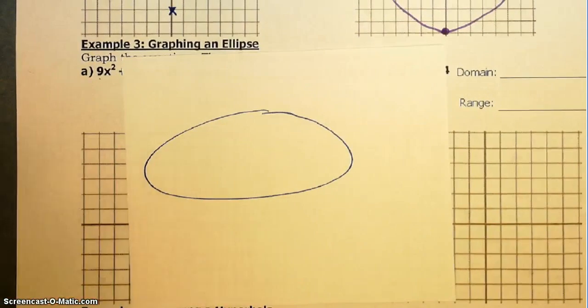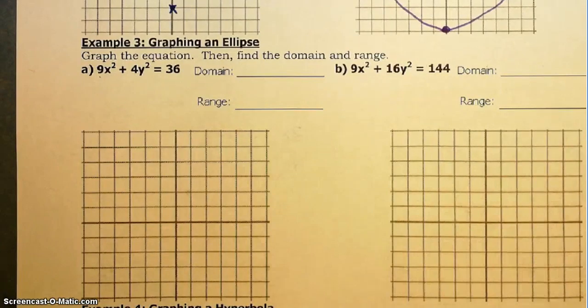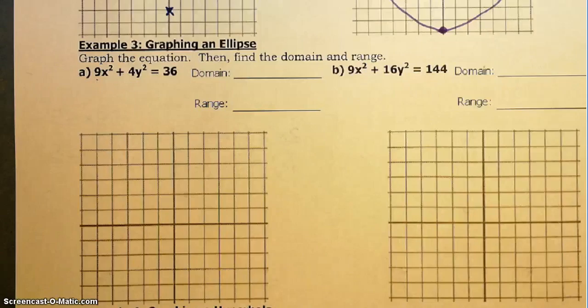But oval is kind of a middle school word. We're going to call it an ellipse. An ellipse is like an elongated circle. So on the next equation, it says graph the equation, then find the domain and the range. I'm going to do the same cover-up trick to find the intercepts.